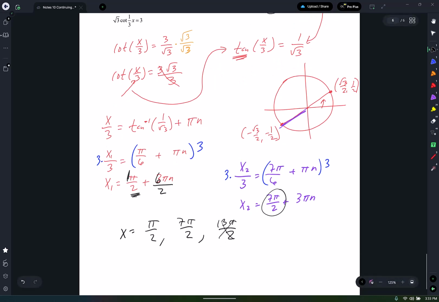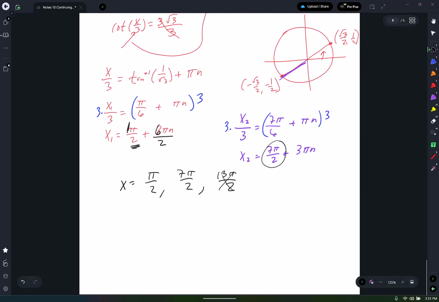But instead of adding, I can subtract. So start at the pi over 2. So pi over 2 minus 6, what's that? What's 1 minus 6? Negative 5 pi over 2. And then add another negative 6 to that. What's negative 5 minus 6 again? Negative 11 pi over 2.